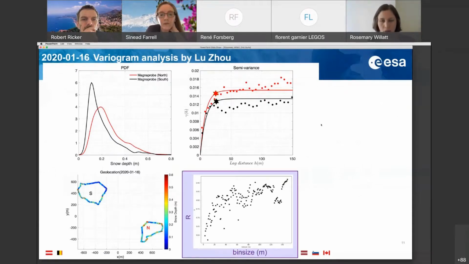If I then plot the R value, the R value of the agreement between the Kuka-derived snow depths and the MagnaProbe snow depths, against bin size, it's not really a variogram, but it sort of looks like one. And you can see those same characteristics, where between 25 and 50 meters you get this plateau. So that makes sense based on what we know about the snow characteristics, just looking at the MagnaProbe data.